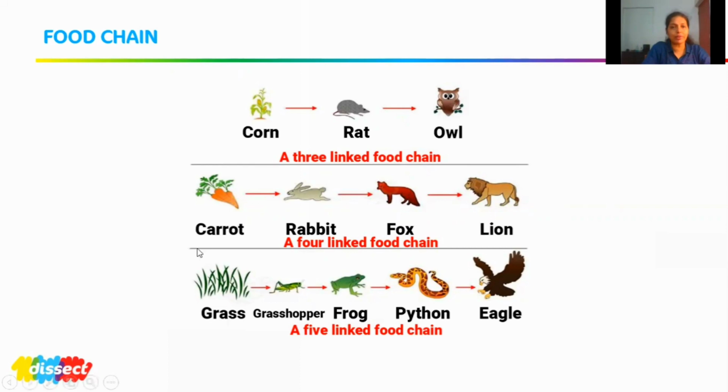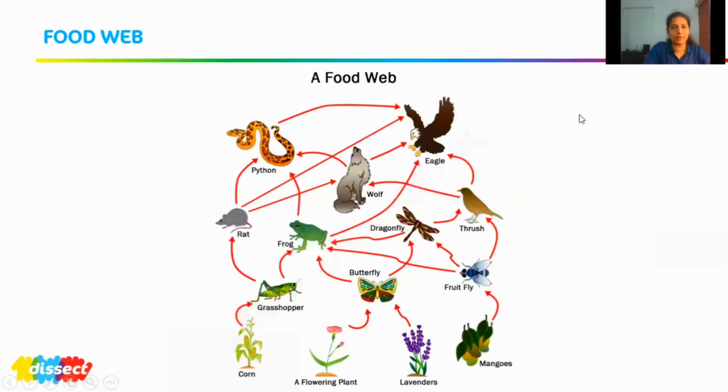So these we can say are herbivores and carnivores. These are called producers, they produce food, and these are herbivores and then carnivores.